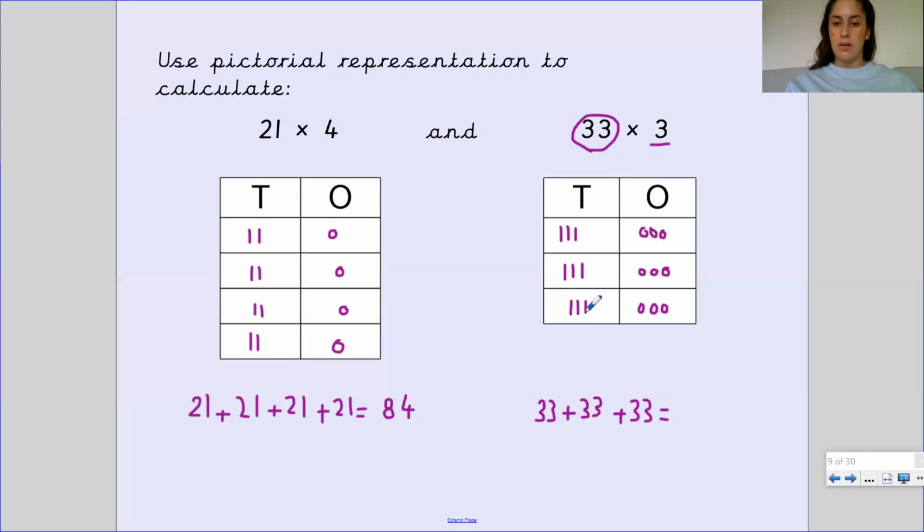Okay, so let's have a go at counting all of our ones together. I can see they are organized in 3s, so I can count in 3s. 3, 6, 9. I've got 9 ones. And how many 10s? 3, 6, 9. So 33 times 3 equals 99.